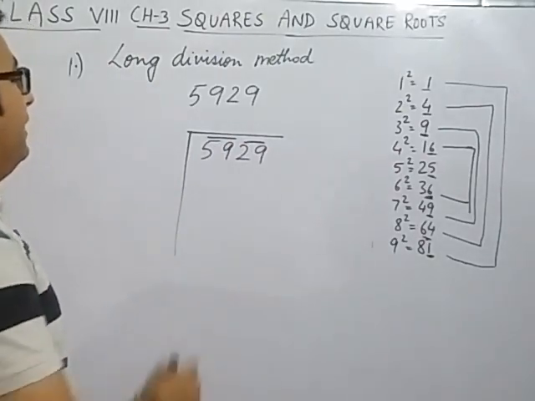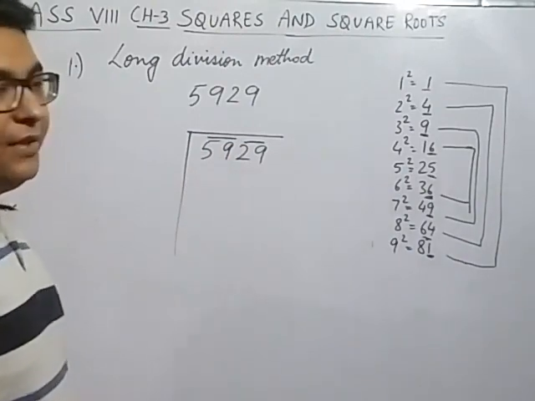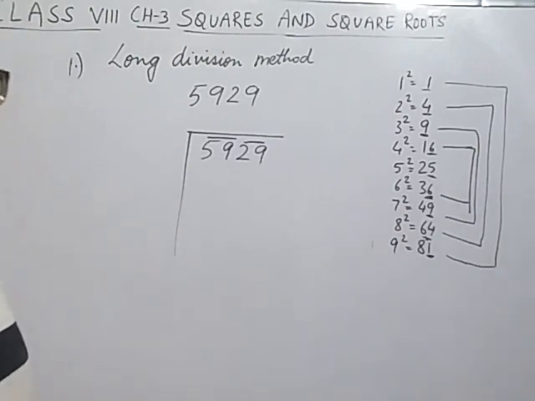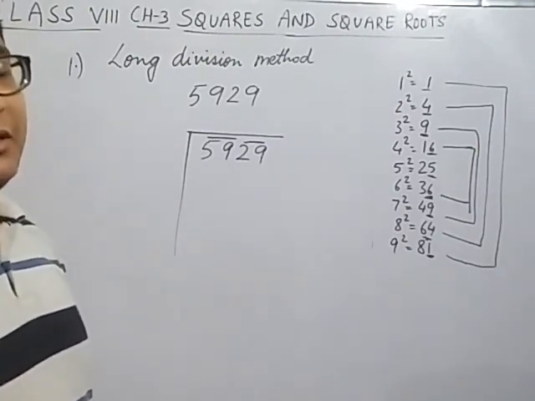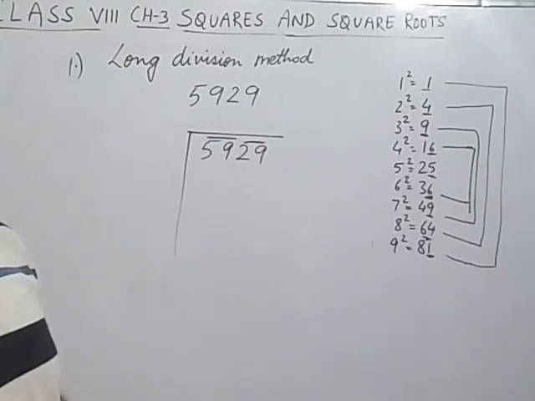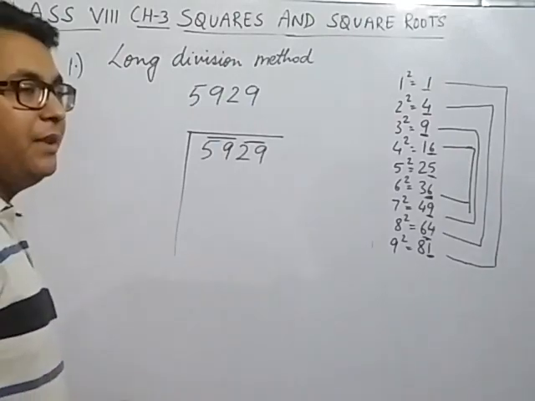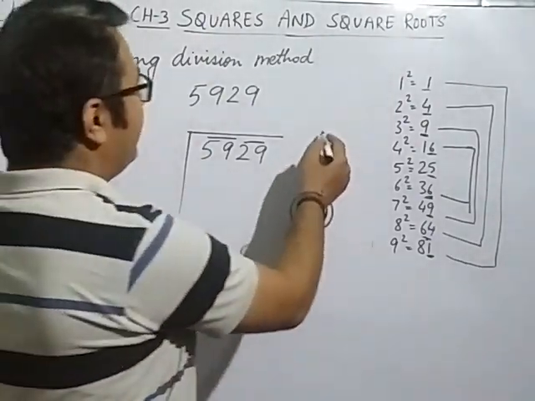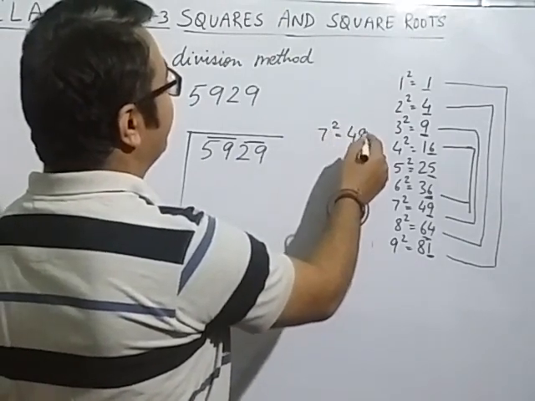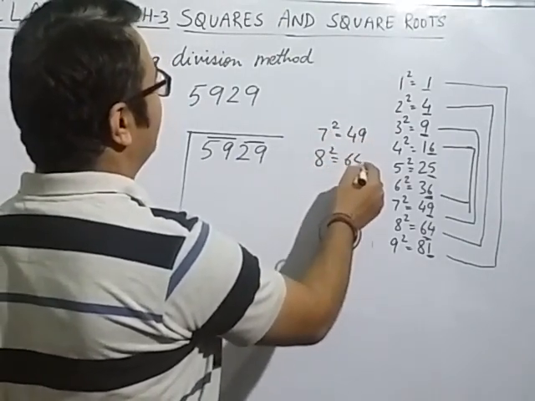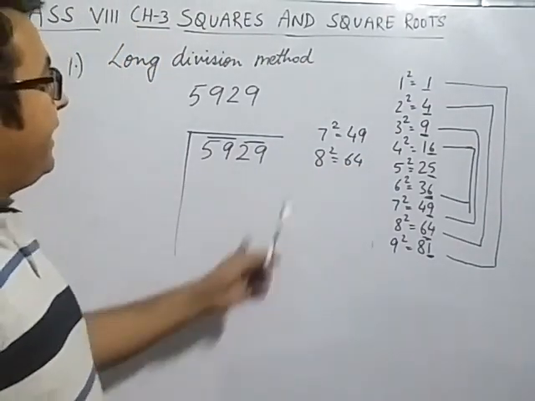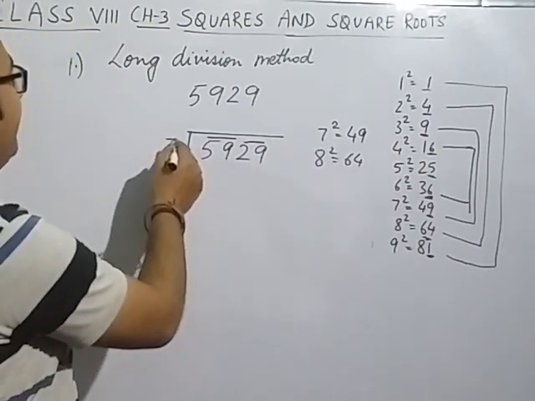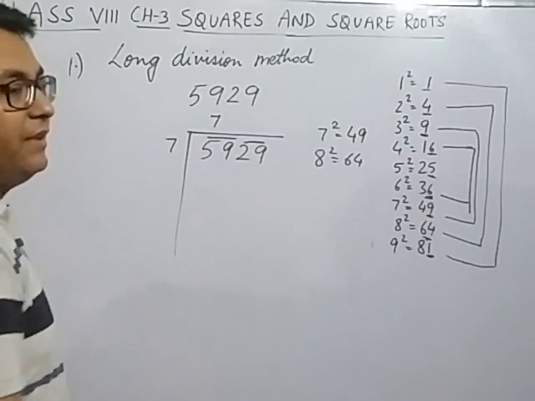Second step, now the first pair of numbers is 59. Now I will think, square of which number is either less than or equal to 59. So I know that 7 square is equal to 49 and 8 square is equal to 64. So if I take 8 square, it will be more than 59, so I will take 7 square. I will write 7 here once in the quotient and once in the divisor.